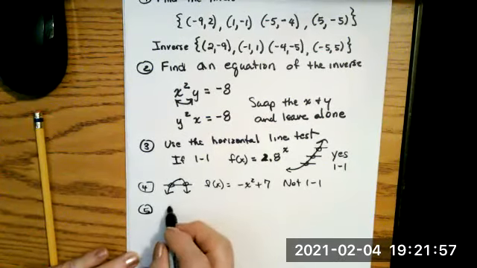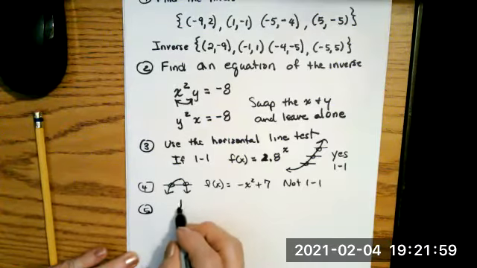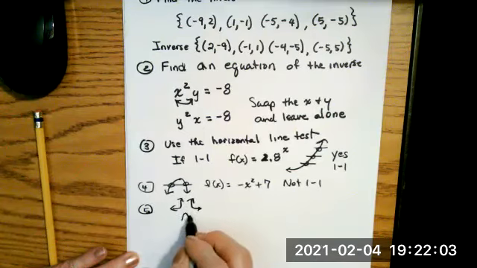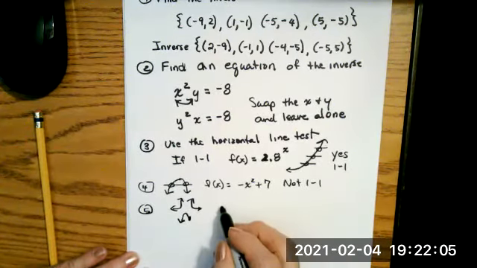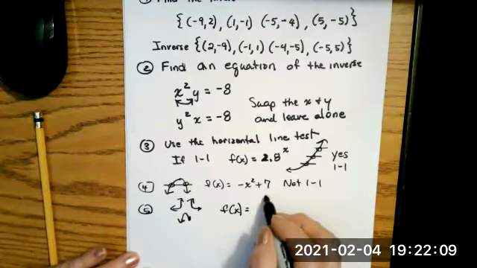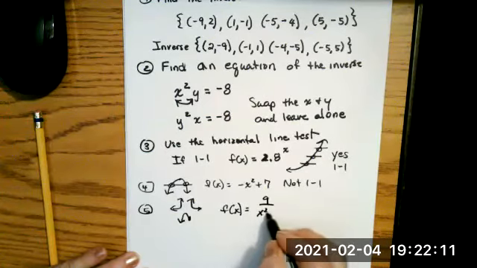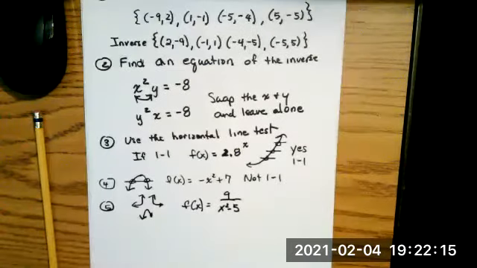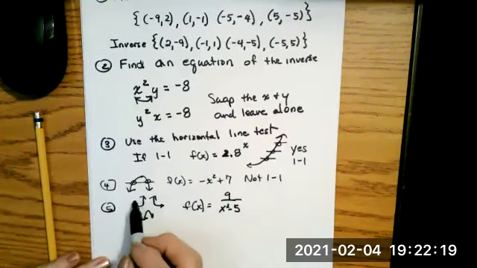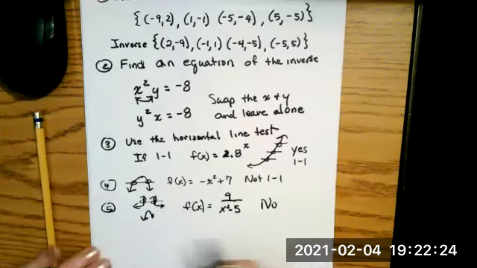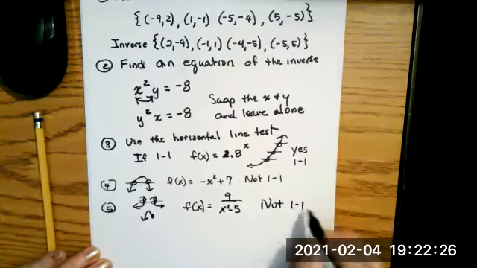Number 5, they want to know if it's 1-to-1, and it looks like this. This is one of those rational functions, and they even give us the equation. It's 9 over x squared minus 5. So I can see that if I drew a horizontal line, the answer would be no, not 1-to-1.